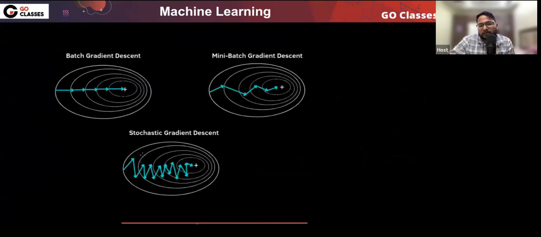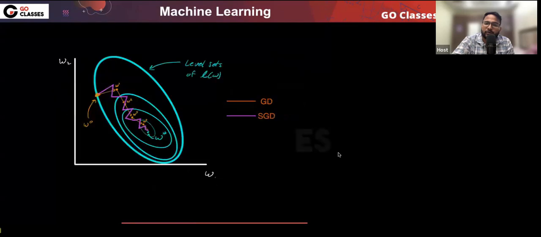Now similarly, the stochastic is fluctuating too much. Batch gradient, let's suppose, is going like this, mini batch is going like this. How will it be in real life? This is real life only, right? How will it help in real life, you want to ask? Can you write your question properly?